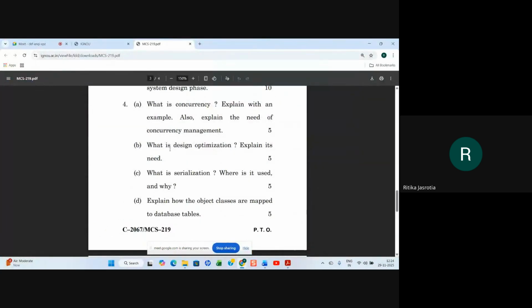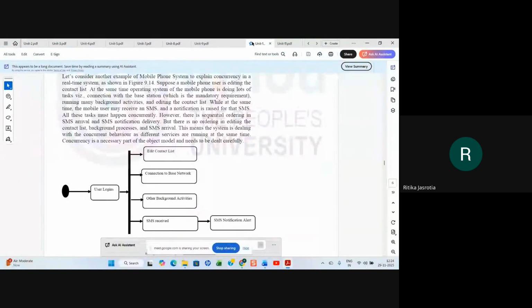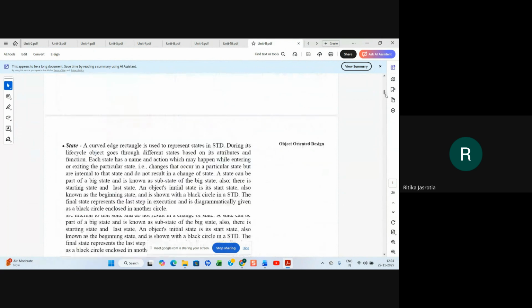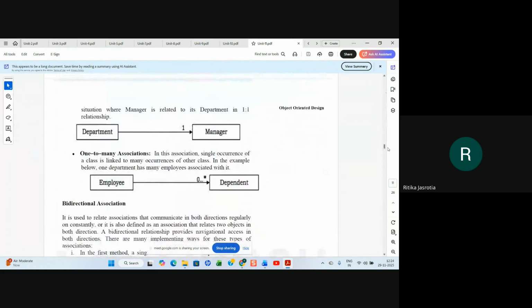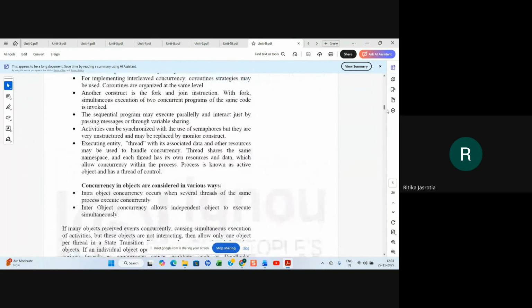What is design optimization? Explain its need. Design optimization is in unit 11, design optimization before design documentation, which we have already seen. So in this also, I think.